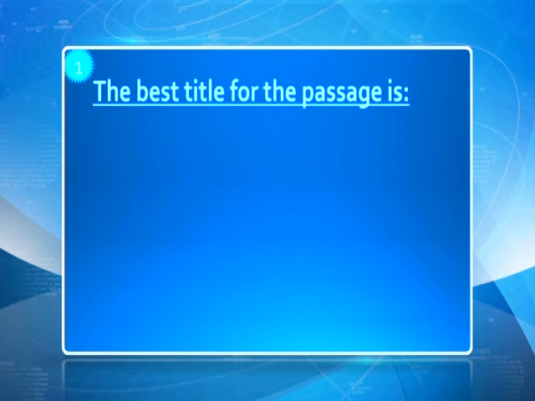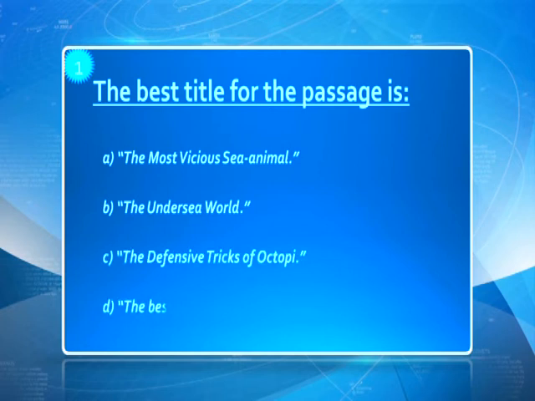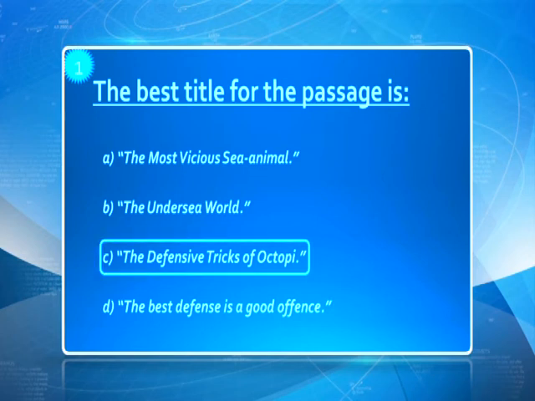So, let's go back to question number 1. What is the best title for the passage? Is it the most vicious sea animal, the undersea world, the defensive tricks of octopi, or the best defense is a good defense? I think you've guessed it right, and the correct answer is the defensive tricks of octopi.